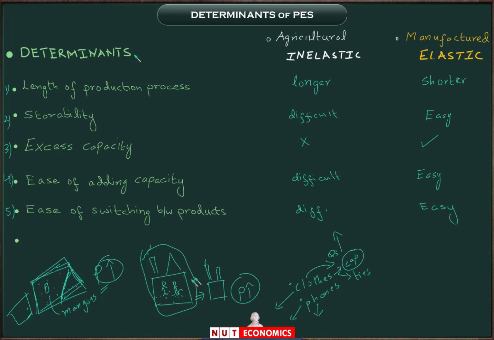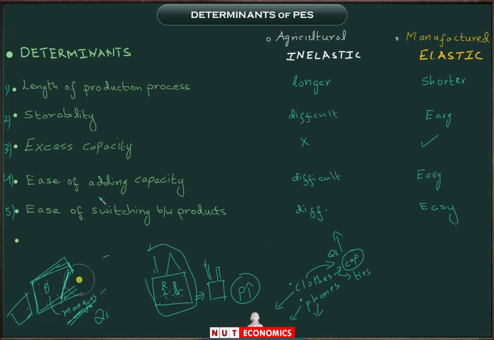Whereas if it is difficult to switch between products, if the price of mangoes increases and you can't just start producing mangoes instead of apples, then you won't be suddenly able to produce more mangoes. You won't be able to respond as far as quantity supplied of mangoes is concerned. So again, inelastic supply of agricultural commodities.